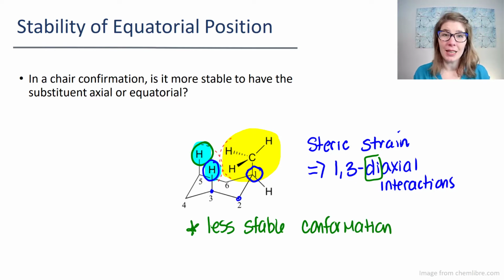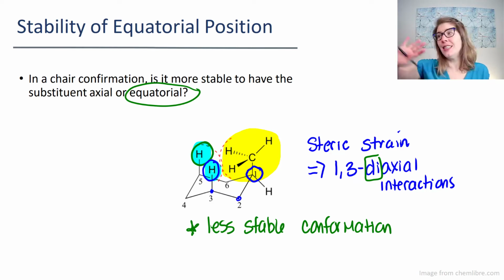So what does that mean? It means if axial is not stable, then equatorial is. Because for equatorial position, you don't have 1,3 diaxial interactions. That CH3 is off into the equator. It's not interacting with those hydrogens. So equatorial positions are going to be more favored and more stable over axial positions.